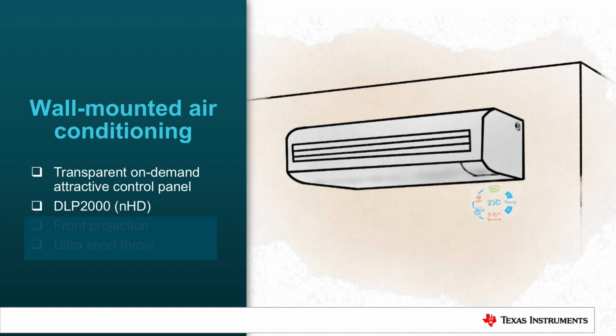This solution is front projection, so the projection optics will go from the end equipment towards the wall, and it's also an ultra short throw so that you don't have to put the projection optics far away and they can be very well integrated. So there you have it, a beautiful on-demand control panel that is fully integrated to a wall-mounted air conditioning using DLP Pico technology.